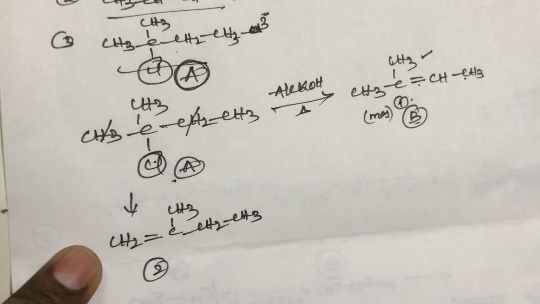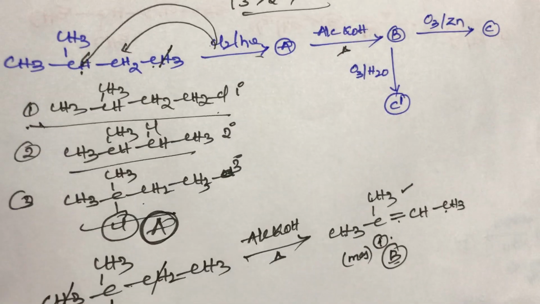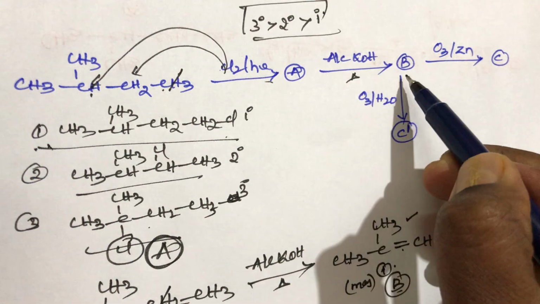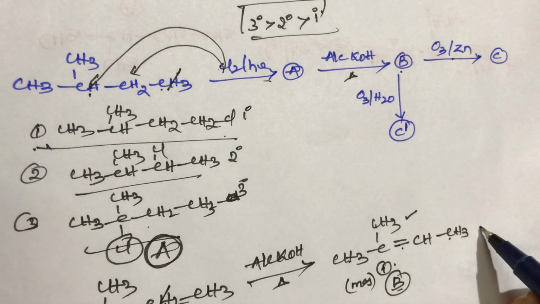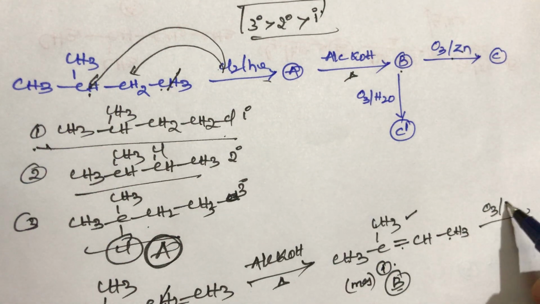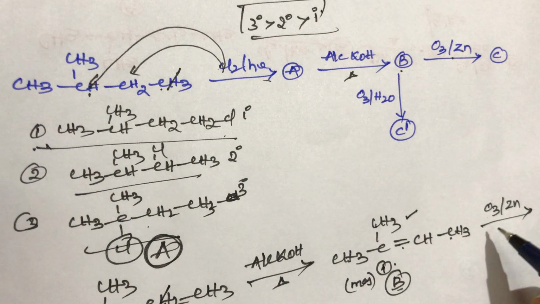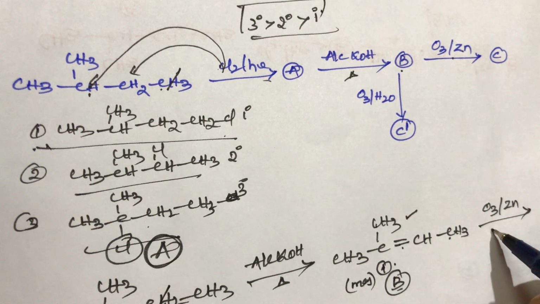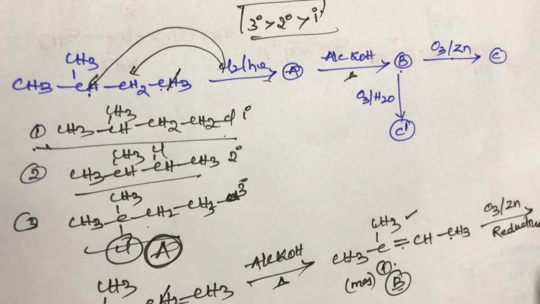This is the B compound, student. Then, when B compound reacts with the next reagent, O3 in the presence of zinc, that is zinc ozonolysis. O3 in the presence of zinc is reductive ozonolysis. It belongs to the reductive ozonolysis.